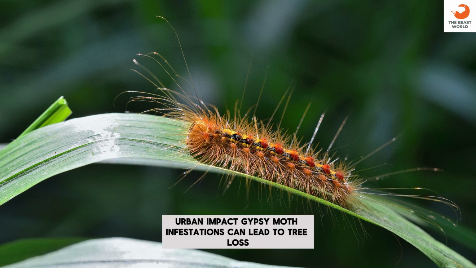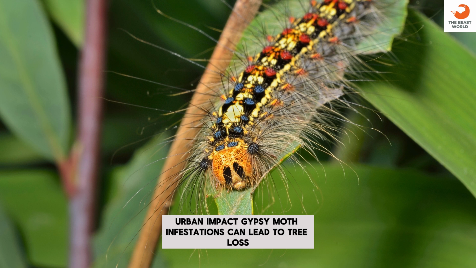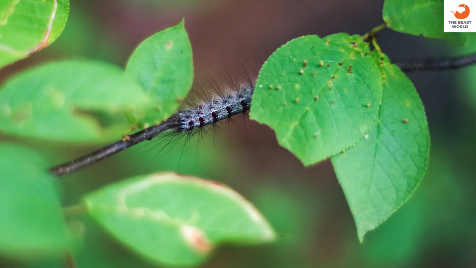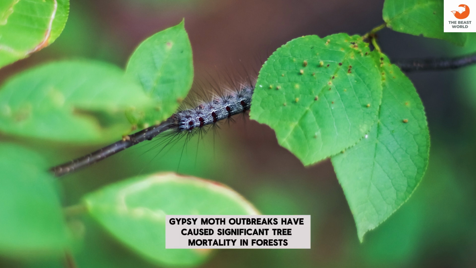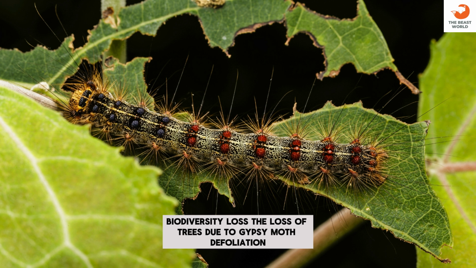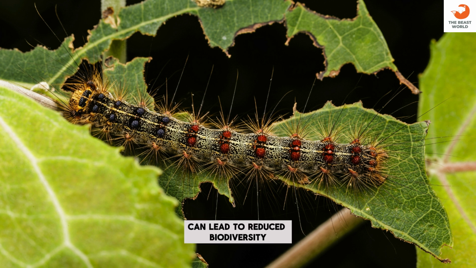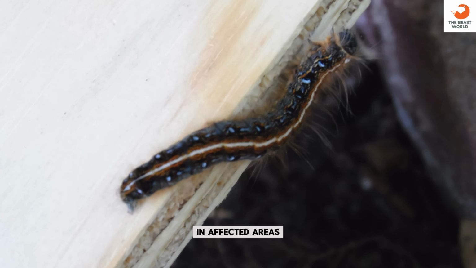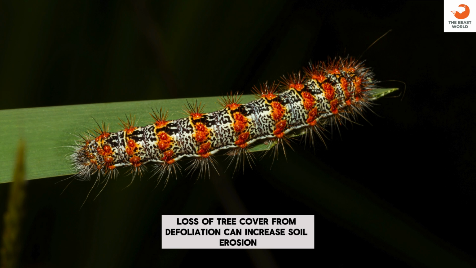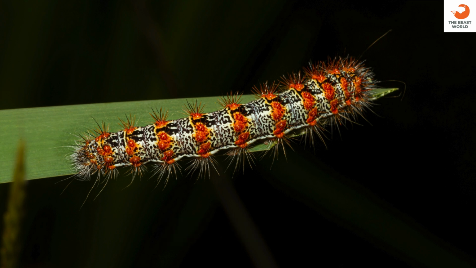Urban impact. Gypsy moth infestations can lead to tree loss and increased maintenance costs in urban areas. Tree mortality. In some cases, gypsy moth outbreaks have caused significant tree mortality in forests. Biodiversity loss. The loss of trees due to gypsy moth defoliation can lead to reduced biodiversity in affected areas. Soil erosion. Loss of tree cover from defoliation can increase soil erosion and impact water quality.